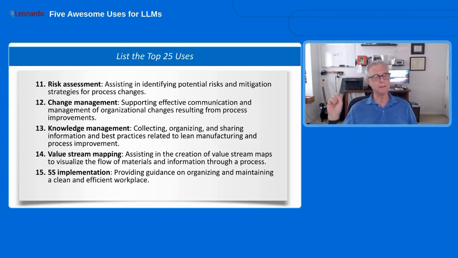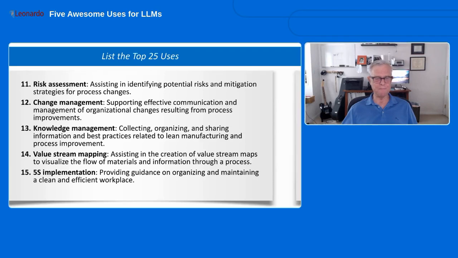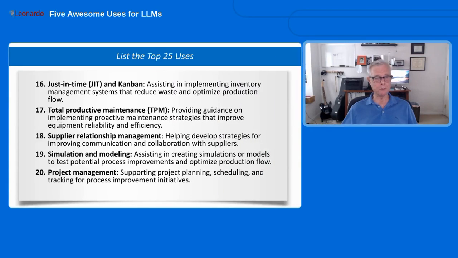Okay, change management, knowledge management, value stream mapping. I touched on that already. 5S implementations. It knows everything about 5S implementations, so it can be helpful there. Just-in-time and Kanban, so switching to materials. It can provide all kinds of recommendations on your internal Kanban system and also external supply chain strategies. TPM, again, another thing. If you provide it the right information, it'll give you a detailed TPM plan for a particular machine even.